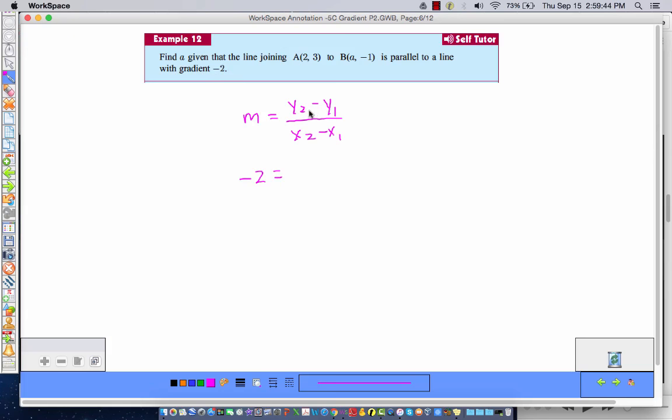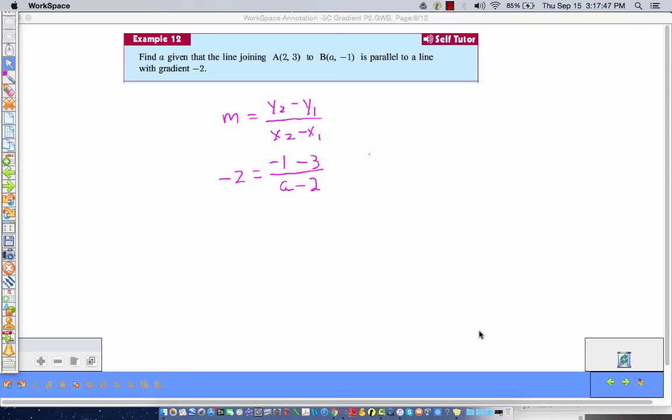And then I'm going to use the slope formula here. So that would be y2 minus y1, so -1 minus 3, all over x2, which is a, minus 2. And now I just have to solve this for a.